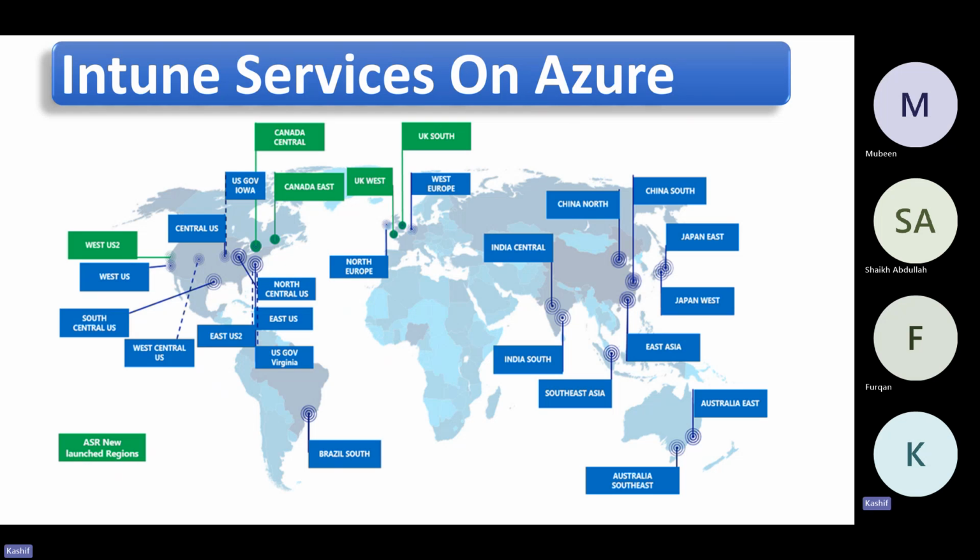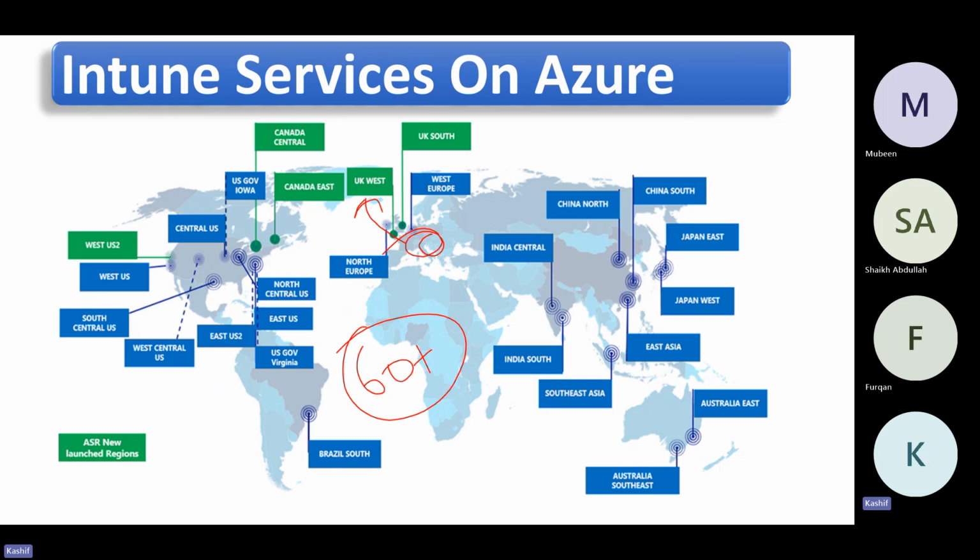Azure is what? It's a Microsoft data center. It is located in more than 60 countries across the globe. More than 60 countries, you will find Azure data centers. So when you create your Intune account, your subscription will get created in the data center which is closest to you. For example, Mubin, if you create, you are in London, right? So your subscription may get created here in UK West because that's the closest to you, right?